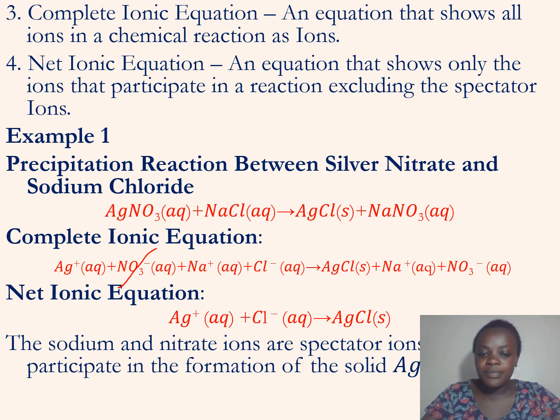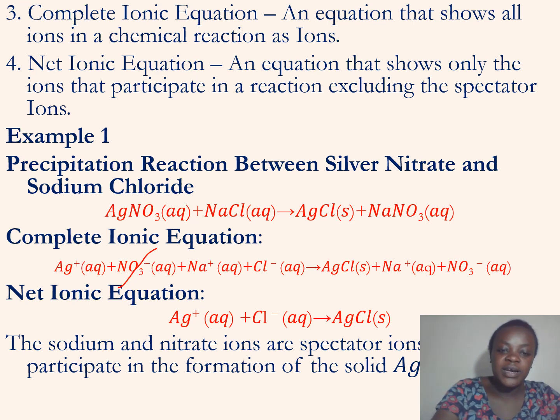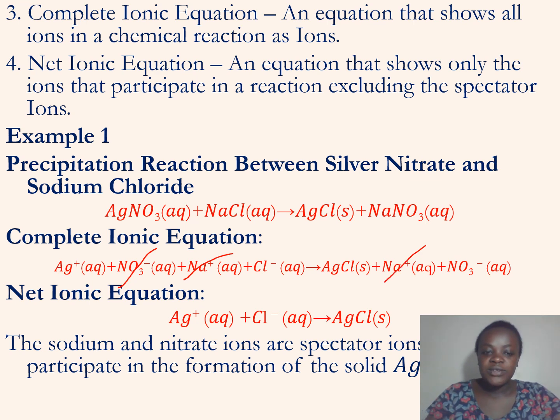Let's look at sodium. Sodium ions were in aqueous state. On the product side, sodium ions are in aqueous, meaning it has not changed. So it is also a spectator ion. So we cancel the sodium ions on both sides. Now we are left with chlorine. Chlorine was in aqueous state. On the product side, it is in solid state, meaning chlorine ions have taken part in the formation of the silver chloride.